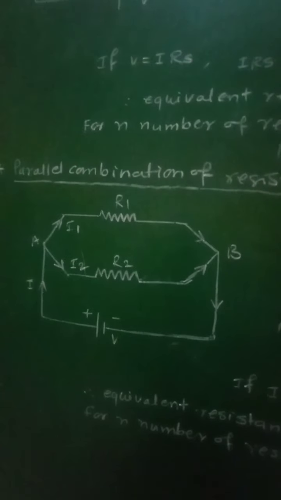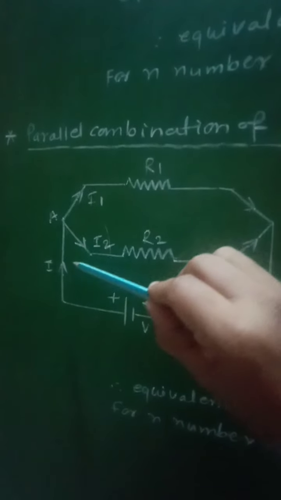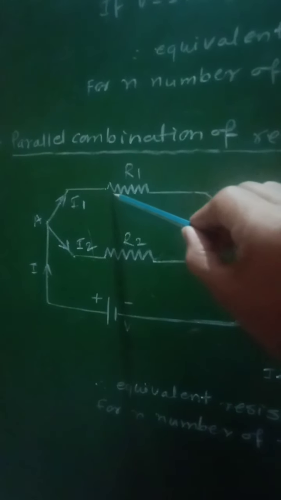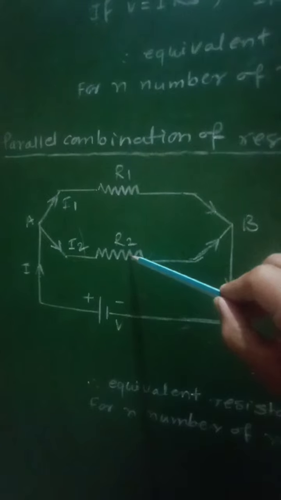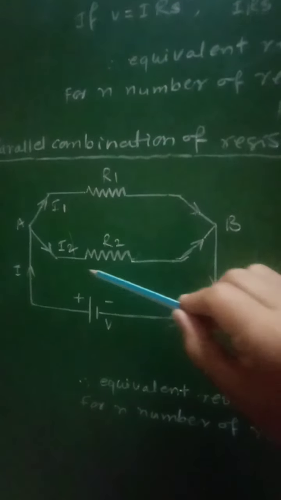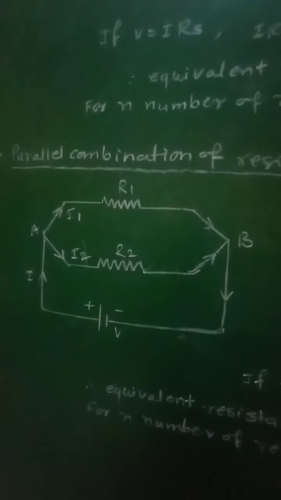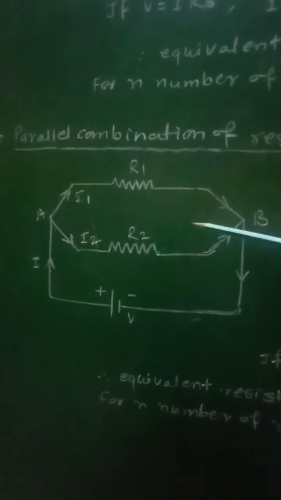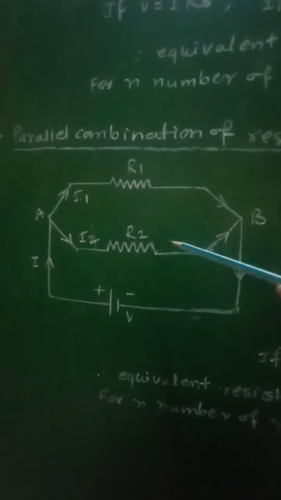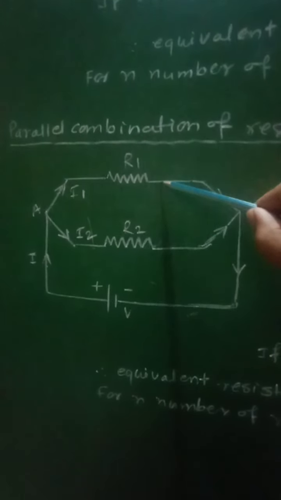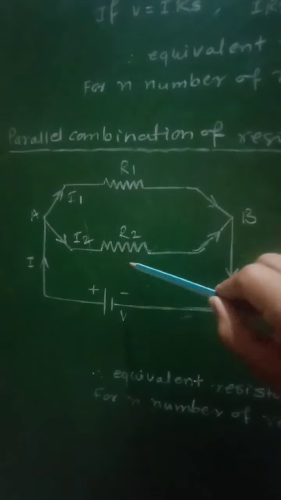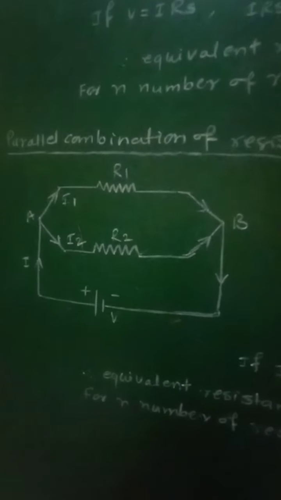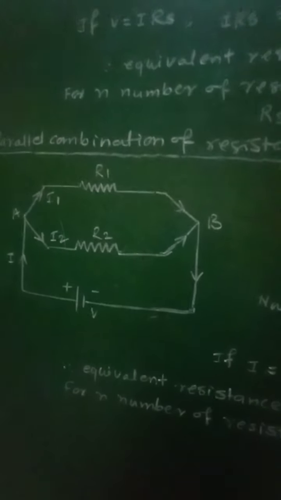And in parallel combination, the total current I will now get divided into two parts. I1 is the current flowing through R1, I2 is the current flowing through R2, and again total current will be I equal to I1 plus I2. Therefore we can say that in case of parallel combination of the resistances, the voltage applied across each resistance will be the same, but the current gets divided, and the total current will be I equal to I1 plus I2.